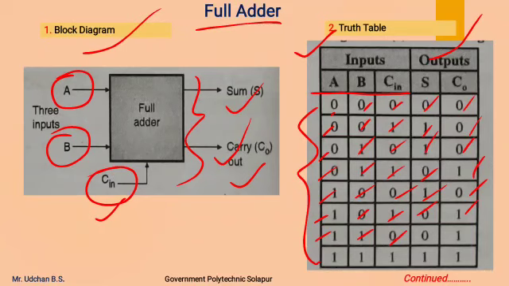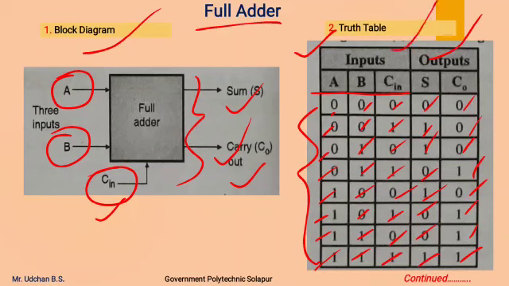1 plus 1, 0, carry 1 and 0 plus 0, 0, and this is the previous carry. And for the last 1, 1, 1, 1 plus 1, sum 0, carry 1, which is written over here, and 0 plus 1, 1. This is how we can complete the given truth table.